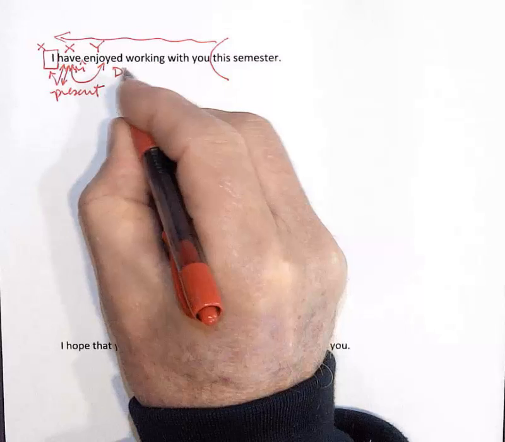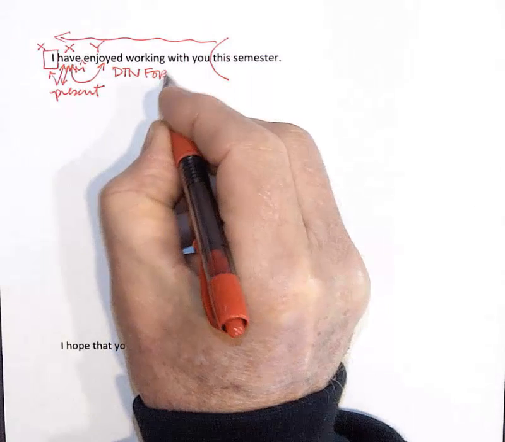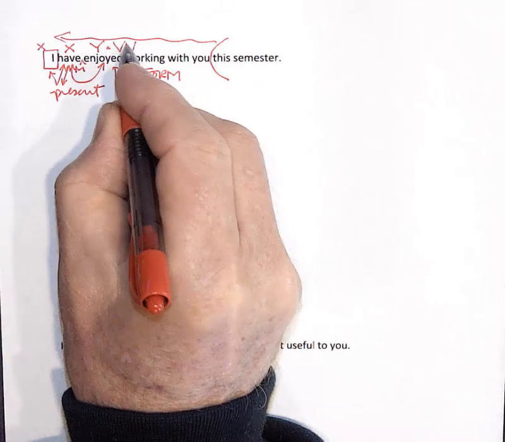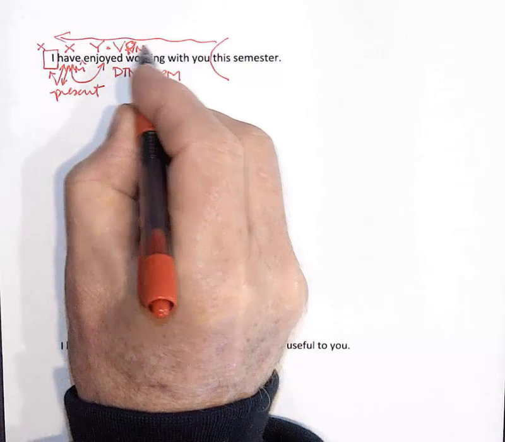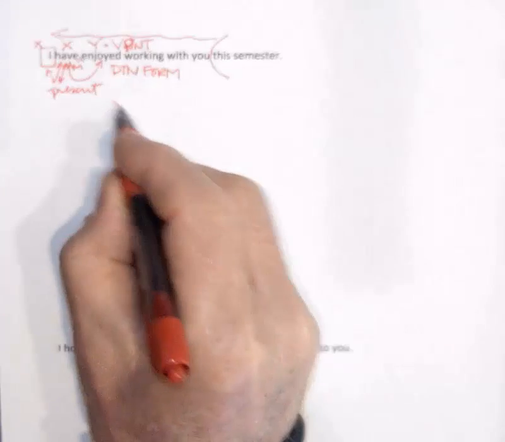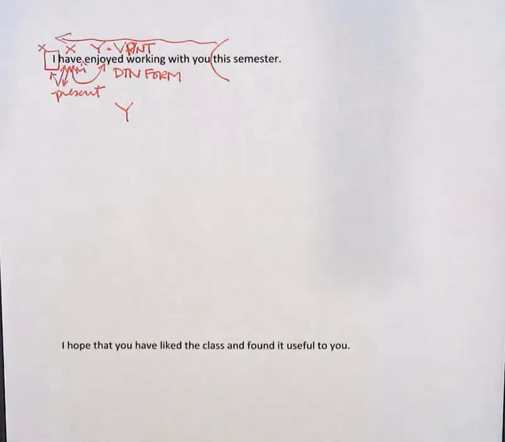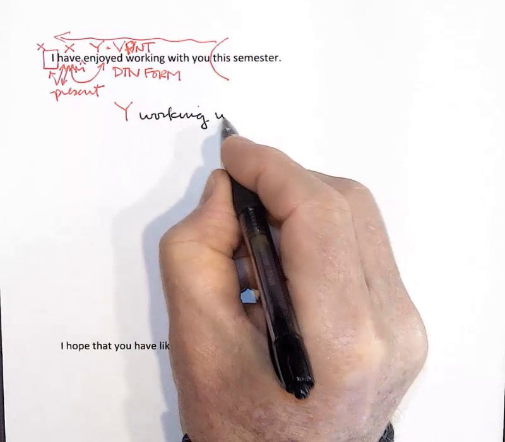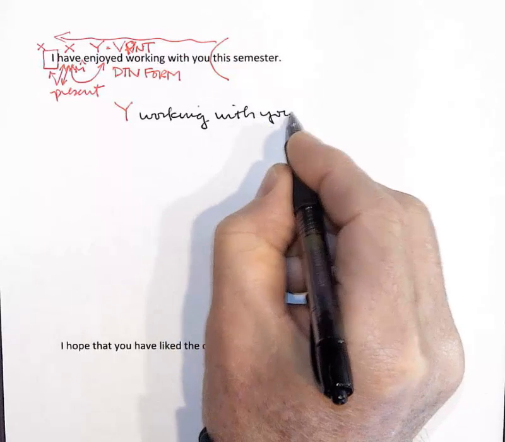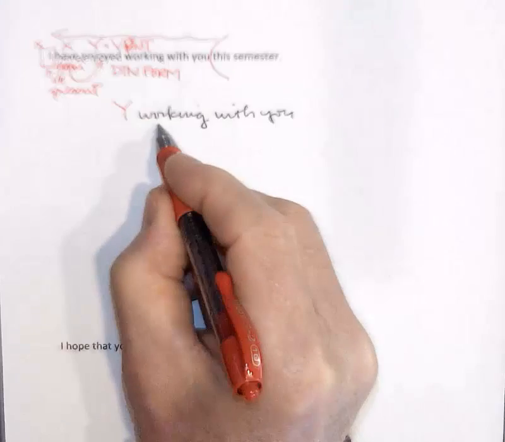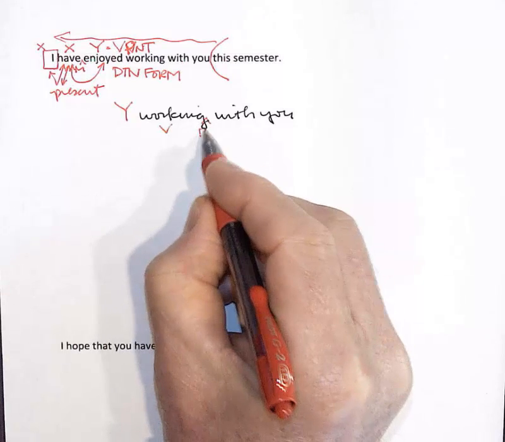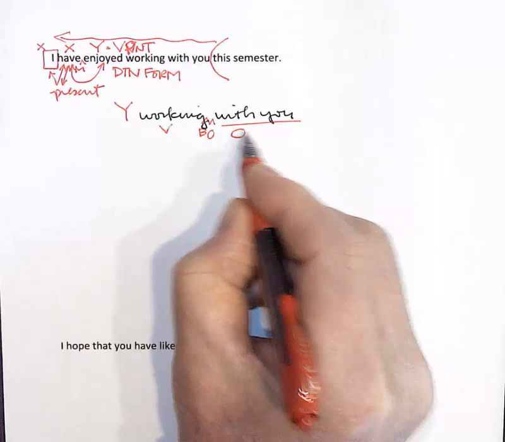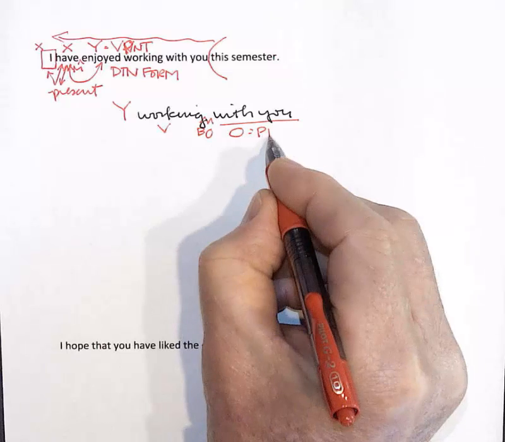It's the DTN form. Y is a verb phrase, no time. Let's rewrite our verb phrase. Working with you. Working is the verb. Particle place is empty. The object place is empty, and with you is the object. It's a prepositional phrase.